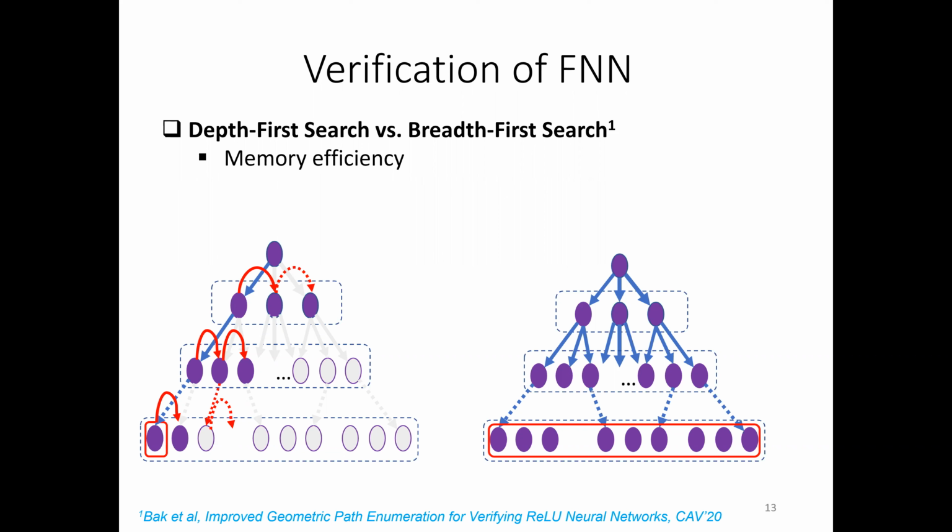But when you have a neural network, you have a set of layers, from the top to the bottom. Because you have this perfectly balanced structure, you always want to use depth first search. In the other case, maybe breadth first search is better, but in neural network verification, depth first search is better.